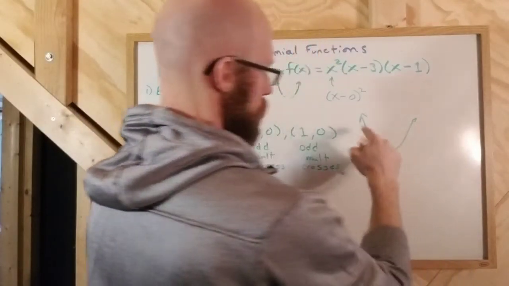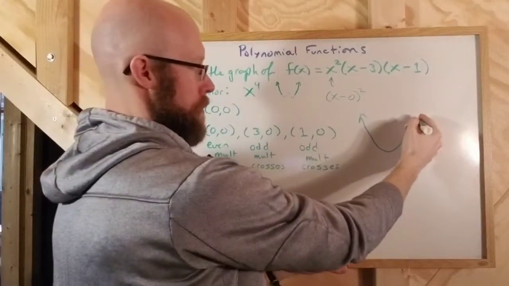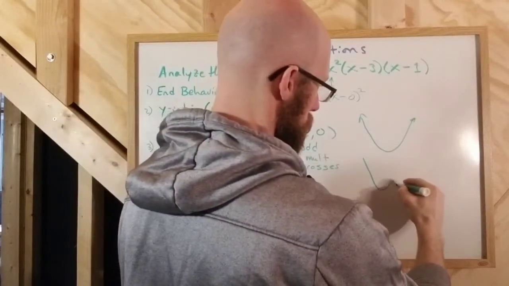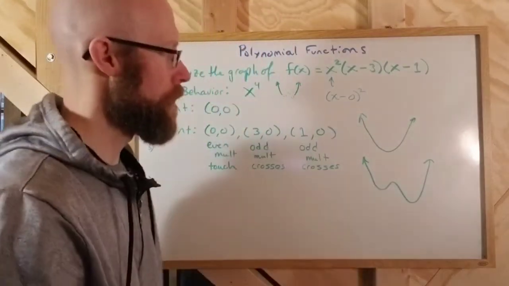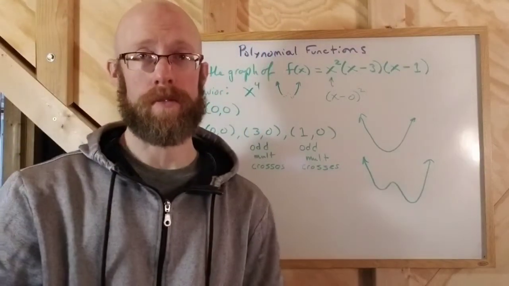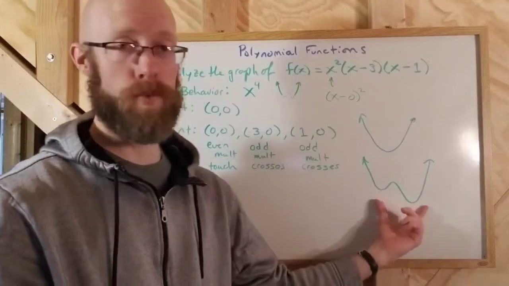The graph could have 1 turning point to get both the tails going up. It could have 3 turning points, 1, 2, 3. There's not really any other option. And most likely it's going to have the 3 turning points.